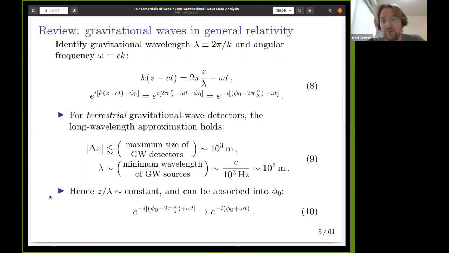This doesn't hold for detectors like LISA, which have million-kilometer arms, and there you have to actually take account of the fact that the wave will change in space as well as in time. This is a nice approximation that we can do for terrestrial detectors.